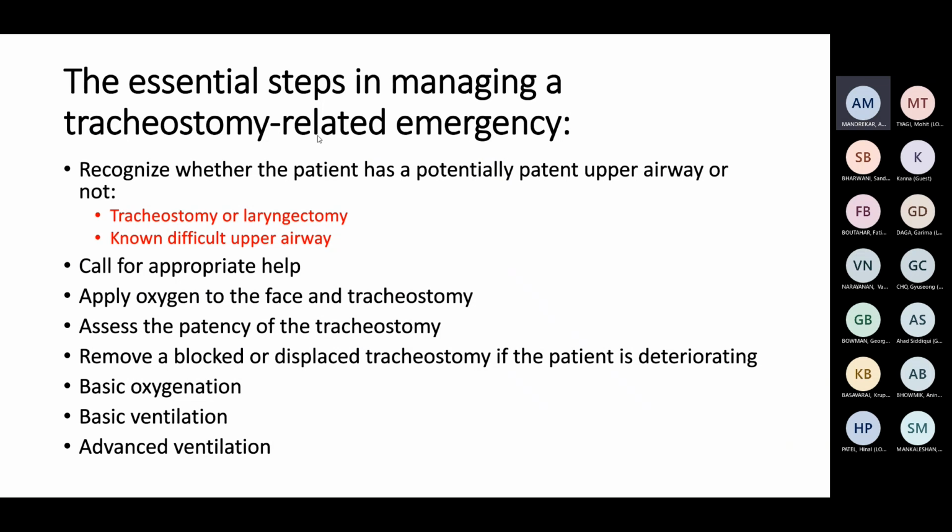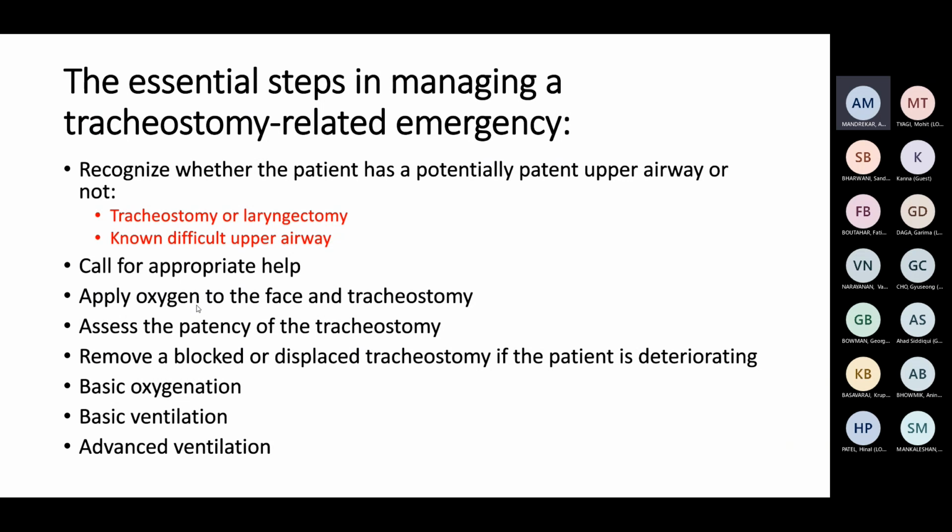So again, the most important steps to manage a deteriorating tracheostomy patient is, first of all, you have to recognize: is this a laryngectomy patient? Is he a neck-only breather? Is he known to have a difficult airway? So first thing, you have to call for help. You oxygenate the patient. If there is confusion whether this patient is a neck-only breather or not, and you're not sure, you can always apply oxygen to both the face and the stoma, as this is not going to harm the patient, but just to make sure that we're not missing anything.